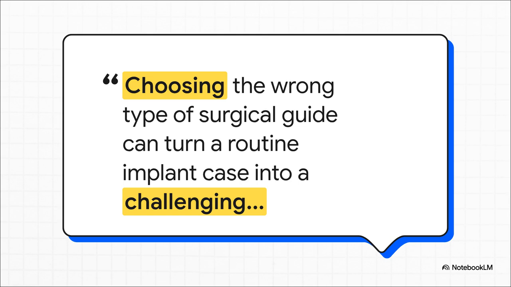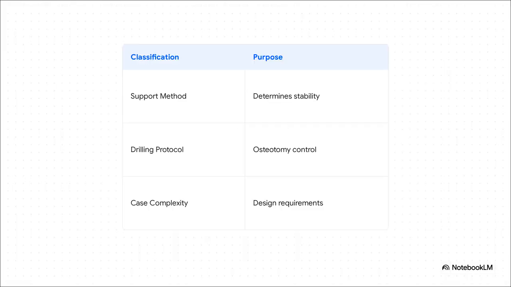So your selection literally is the defining difference between a smooth, predictable procedure and one that is highly stressful and reactive. To make sense of all the options out there today, we need a reliable system. Think of this as your bird's-eye view of the three main pillars of guide classification. First, we categorize by support method, which determines your stability and seating accuracy.